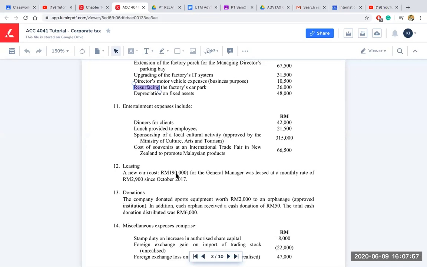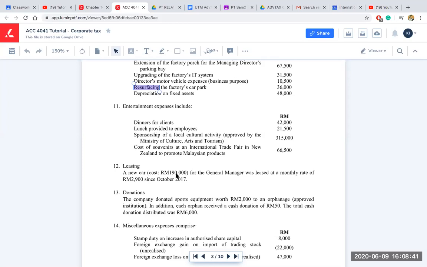Okay, sponsorship of local cultural activity approved by the Ministry of Culture, Arts and Tourism. So this one is under entertainment. Tapi entertainment tu dia ada exception kan? Kalau you tengok bawah entertainment tu panjang. Right, so you really have to understand the entertainment expenses ni macam mana. Sekarang ni dah tak ada entertainment expenses which is 100% not allowed. Dia sekarang ni entertainment expenses is maximum 50% allowed ataupun 100% allowed. So you have to add back. But sponsoring your local cultural activity ni is allowable. Ya, ada exception kat situ. So it's nil.